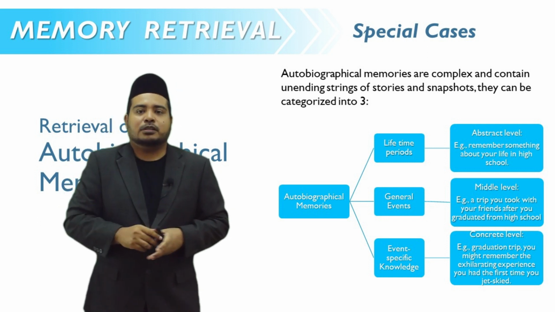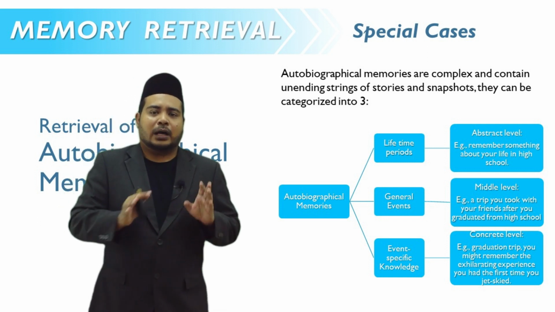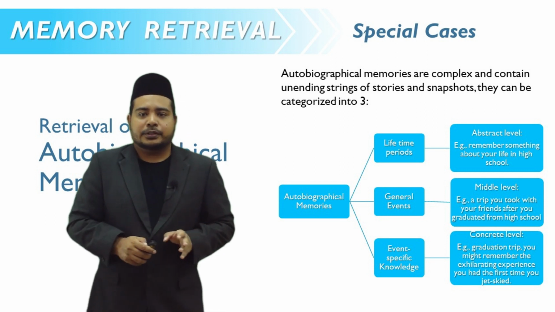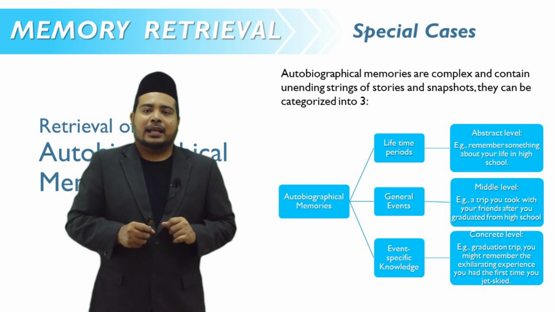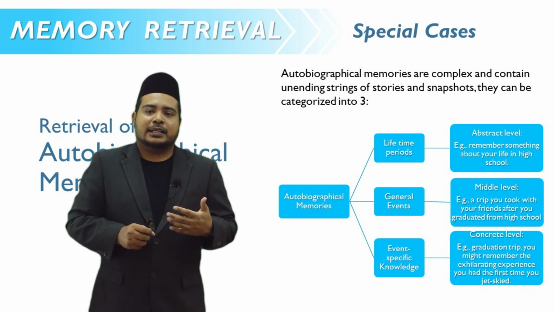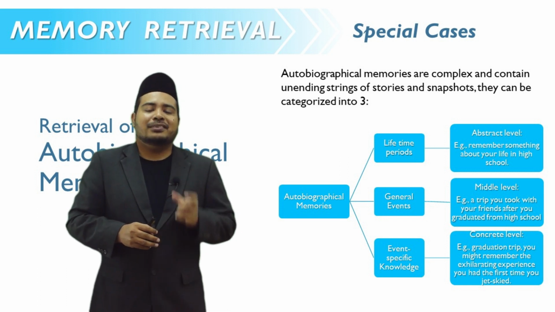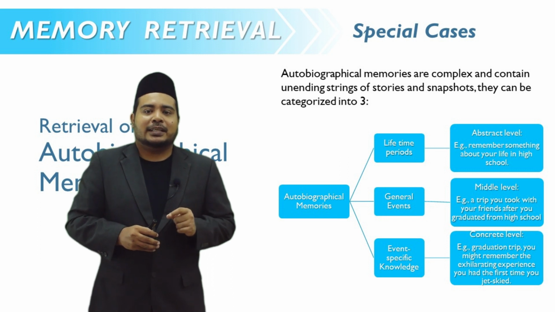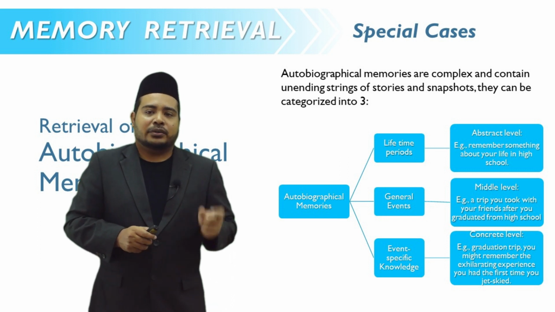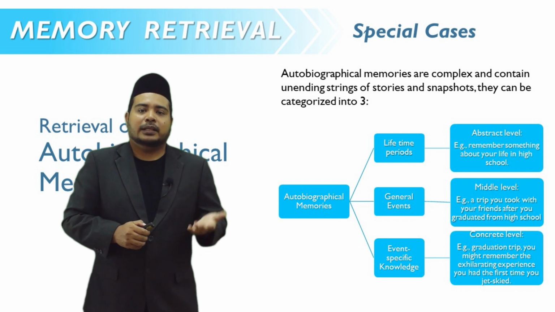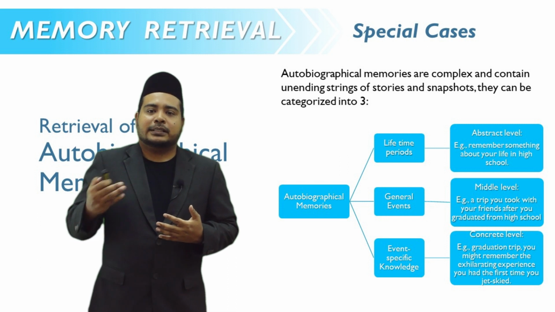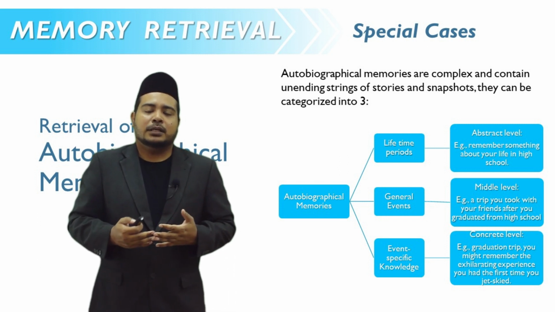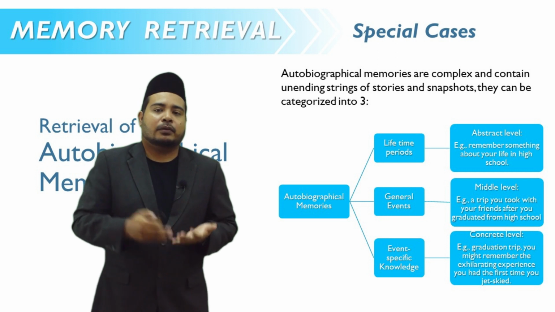So there are three types of autobiographical memories. The lifetime periods are basically at an abstract level. General events are basically at the middle level. Event-specific knowledge is basically at the concrete level. So abstract level is for the lifetime periods. An example of it is when we remember something about our life in our high school. That is the example of the abstract level.